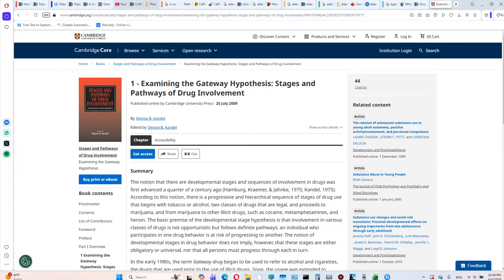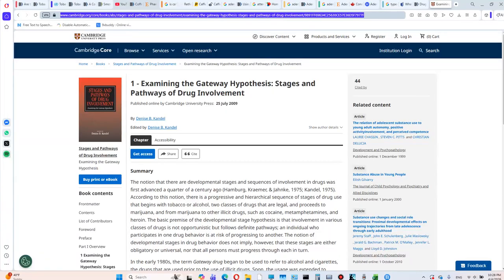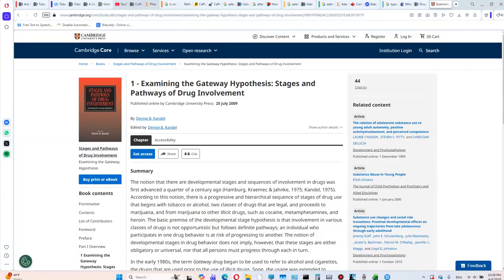This is from Cambridge University Press. Link should be in the description. Title is Examining the Gateway Hypothesis: Stages and Pathways of Drug Involvement. Published online by Cambridge University Press, 25 July 2009, by Denise B. Kandel. Edited by Denise B. Kandel.